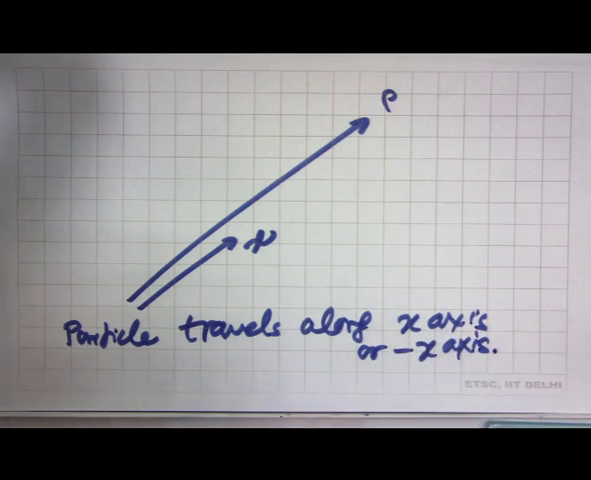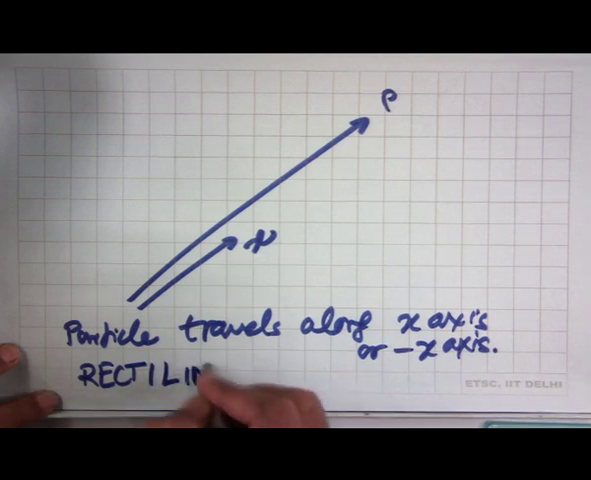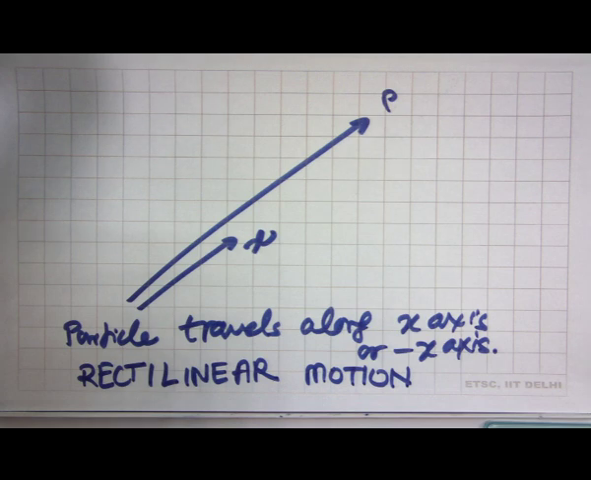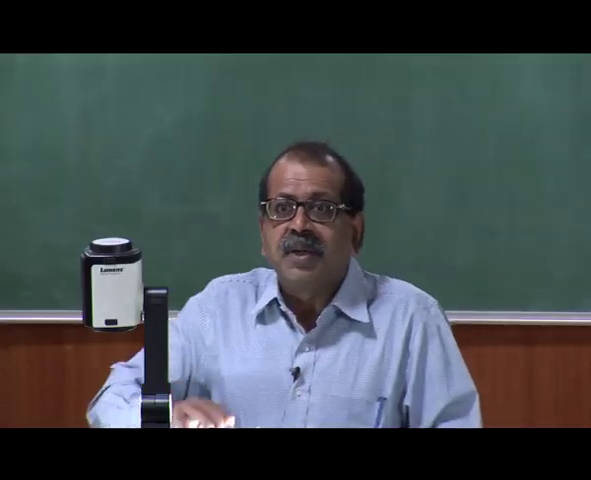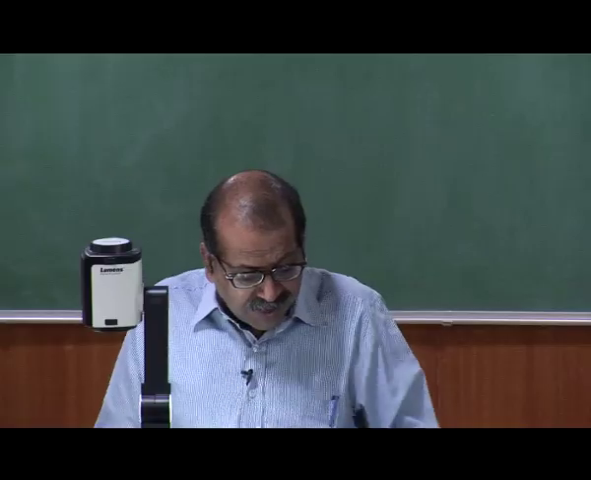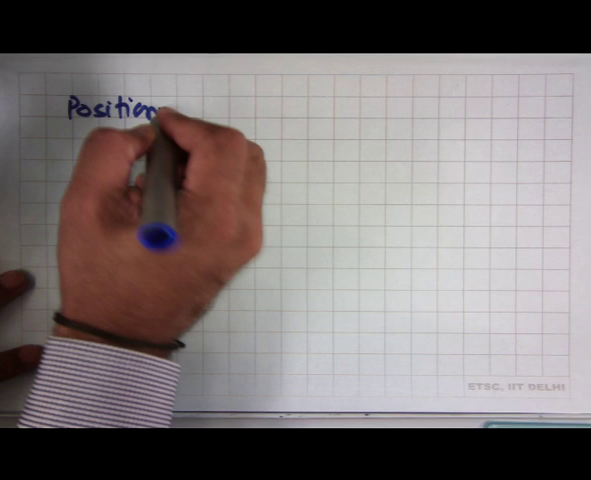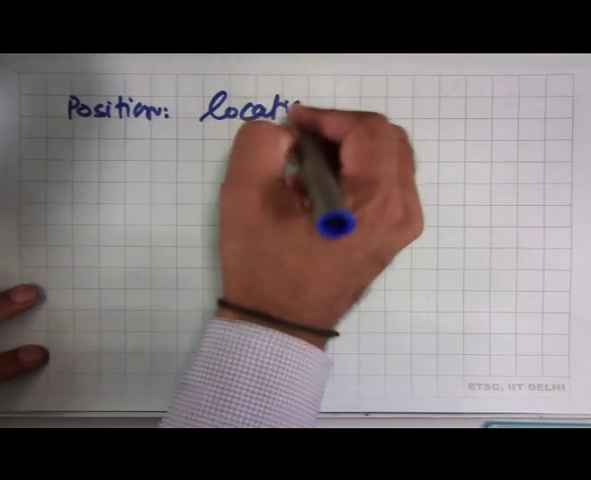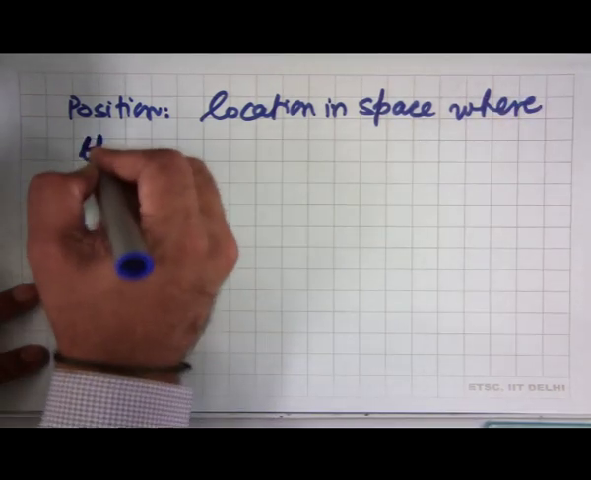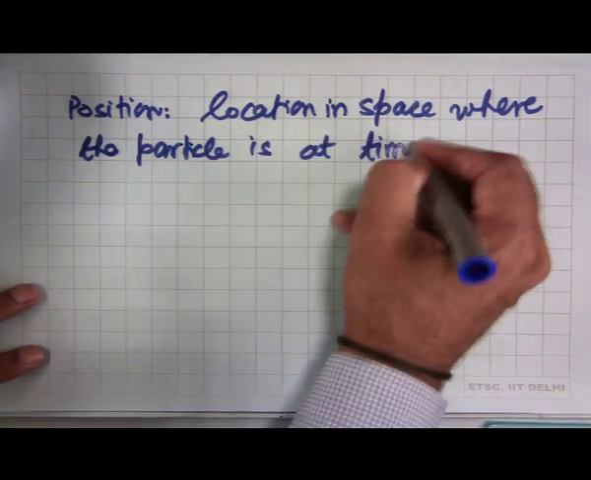So, we will tilt, and this is called rectilinear motion, as opposed to curved or planar motion, which will come if the particle is, let us say, going along a curved path. Now, in rectilinear motion, the position is the location in space where the particle is at time t.